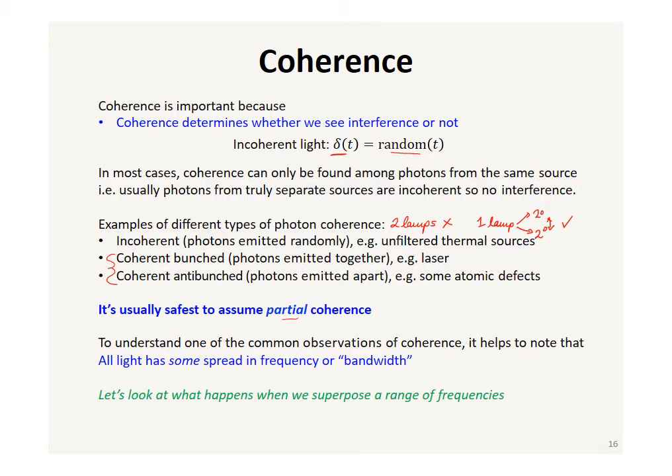Now, a lot of the things that we'll see in coherence come from the fact that light has bandwidth associated with it. So even a laser may have a bandwidth of something like a nanometer or so, whereas white light might have a bandwidth of microns. So let's have a look at what happens when we superimpose a number of frequencies or wavelengths together.